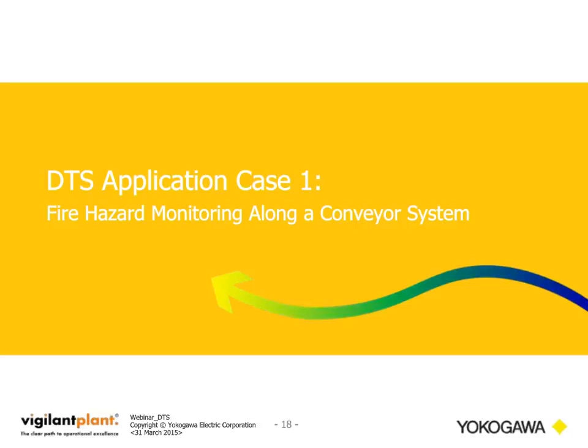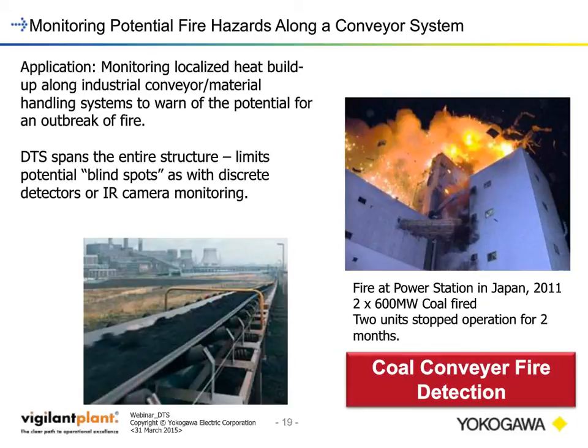So I'm going to start now on the first. I've got six cases here, so I'll step through these as efficiently as I can. The first case that we're going to look at is one of the first early applications of DTS, and that was monitoring of conveyor systems and material handling systems. In mining applications and in industrial material handling applications, just because of the size of the structure and the potential for fire hazard, either from the conveyor system itself or sometimes from the material being handled in the conveyor, DTS is a natural solution to the monitoring requirements here.